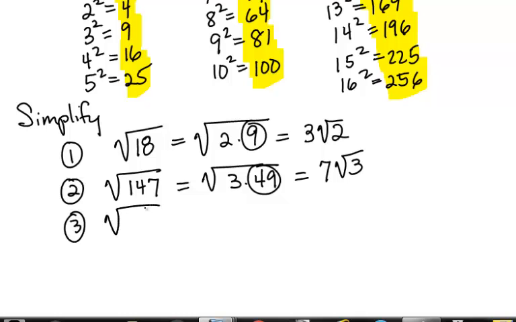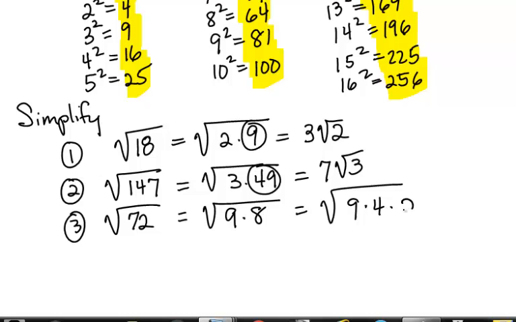On square root of 72, you can go 9 and 8, but that's not enough. You can go 9 and 4 and 2. So the largest perfect square inside there, 36 and 2. So you can take out a 6 radical 2. Okay.